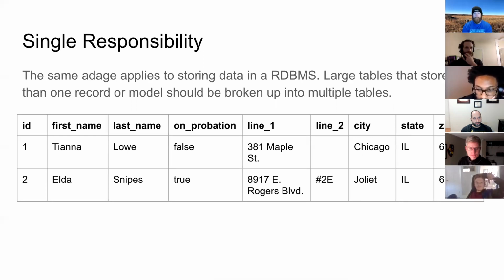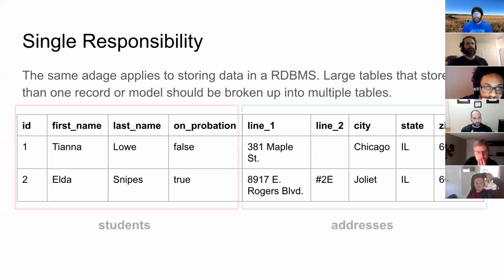But here's from the slides. So we have a database now. We have our students, right? First name, last name, on probation. And now we want to add some address information. So this is okay, and it works. But there are a few problems with this.